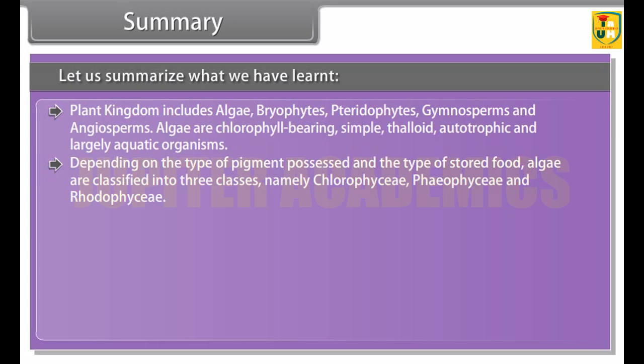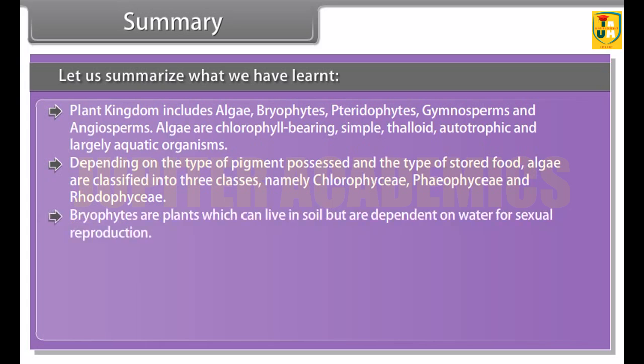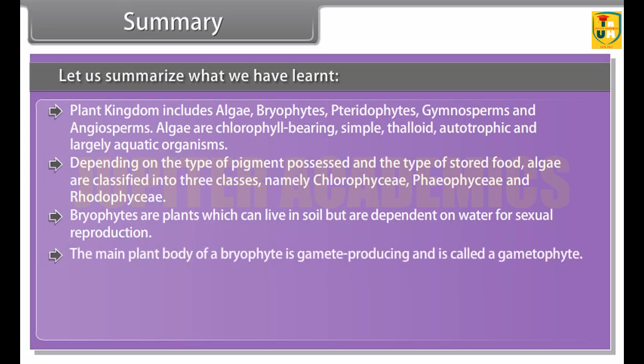Chlorophyceae, Phaeophyceae and Rhodophyceae. Bryophytes are plants which can live in soil but are dependent on water for sexual reproduction. The main plant body of a bryophyte is gamete-producing and is called gametophyte.